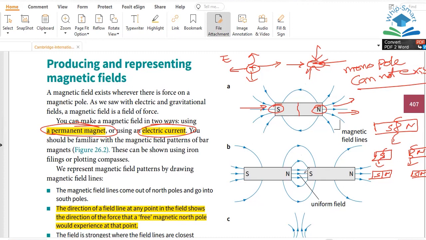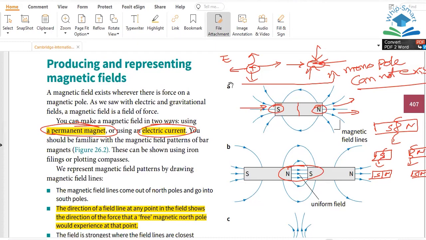So if two magnets come close to each other, the north and south will attract each other. We can say that similar poles will repel each other and opposite poles will attract each other. Like north will attract south and south will repel south. They will repel each other in a very similar way when two charges repel each other. And of course, opposite charges attract each other.